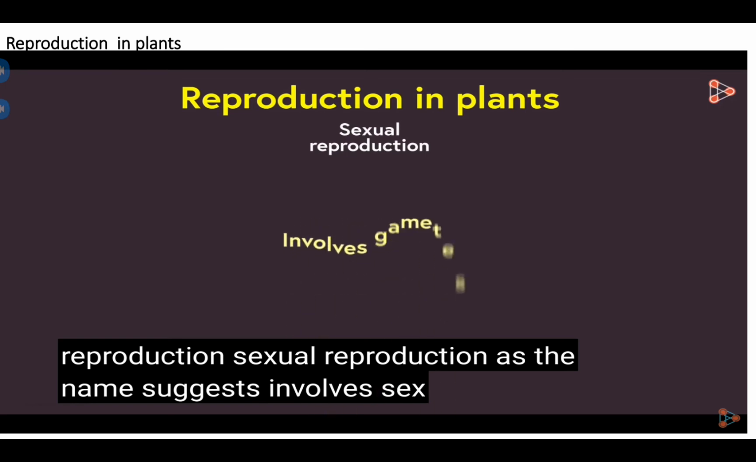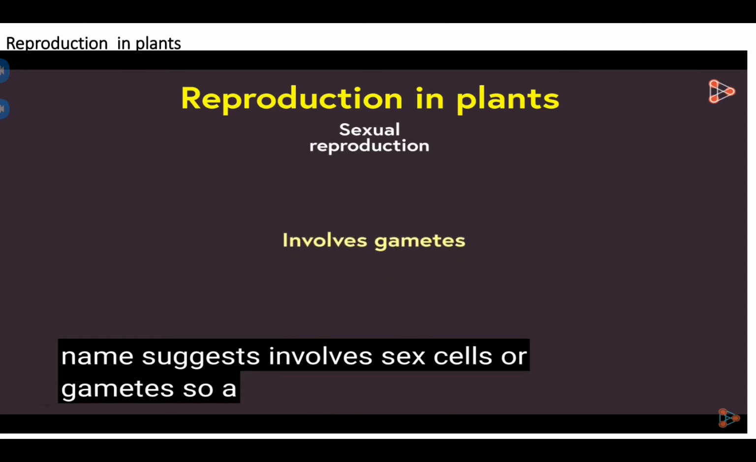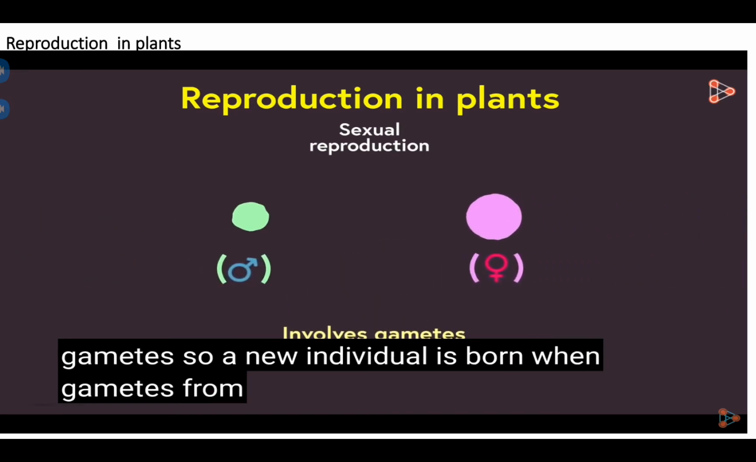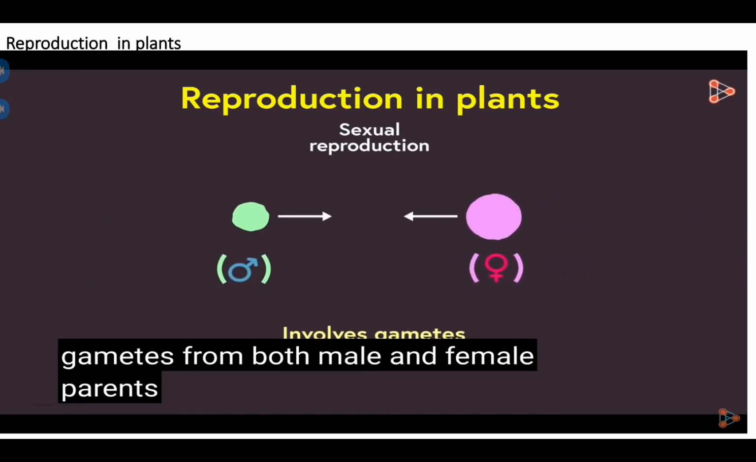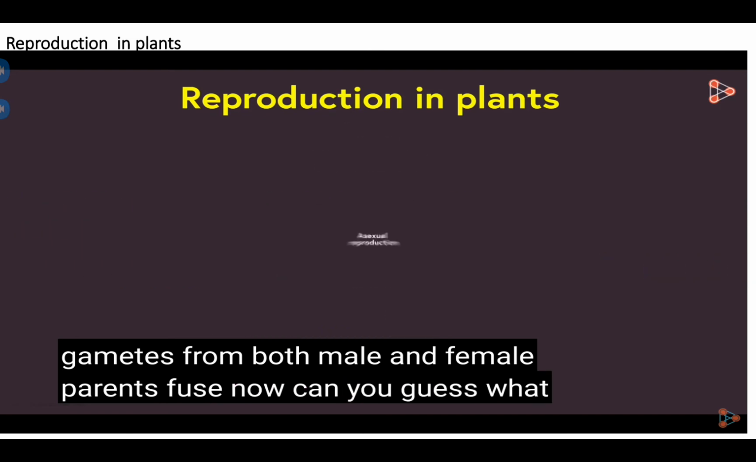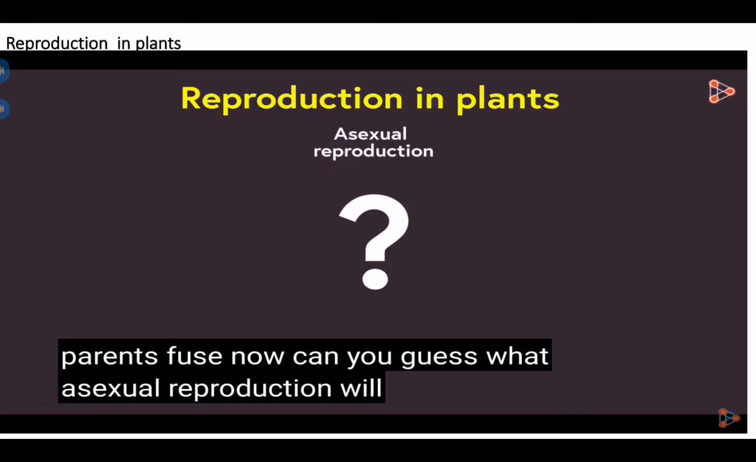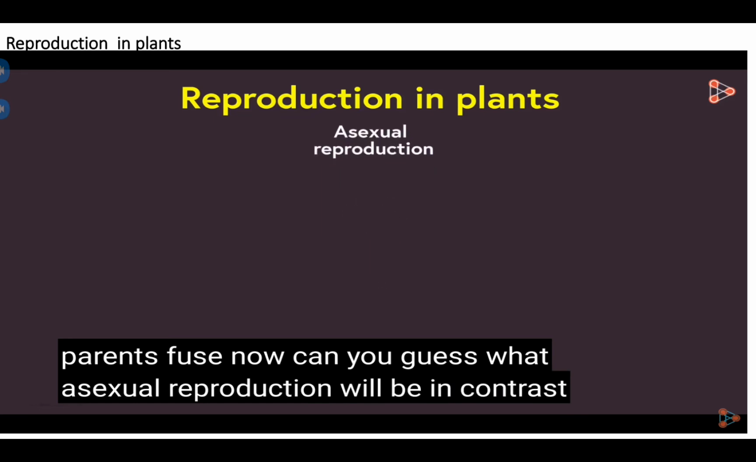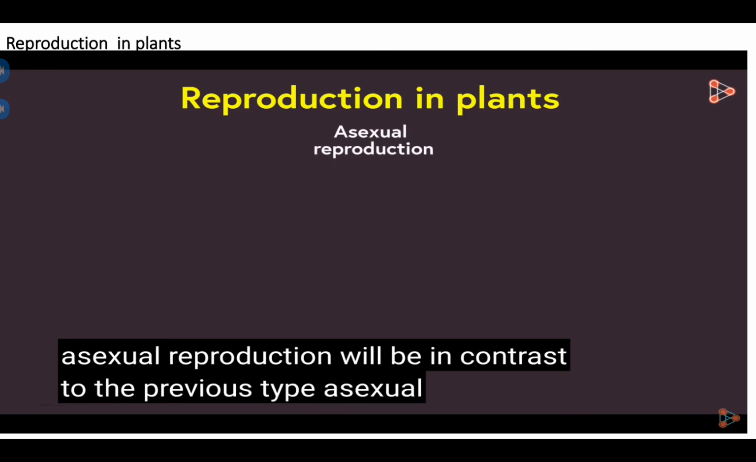Here, sexual reproduction means the fusion of gametes. Here, the gametes mainly fuse together and they can produce new individuals. So, this is nothing but sexual reproduction. Here, we can see both male and female parents and we can get the gametes from them and they can fuse and we will get the new plant.